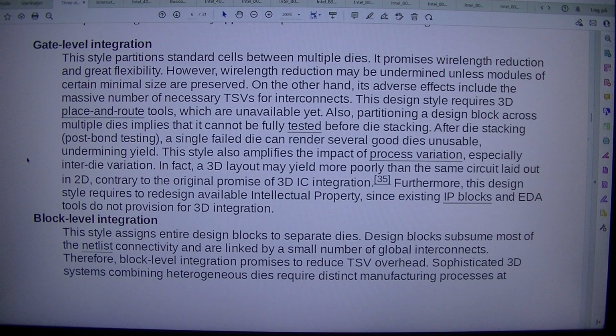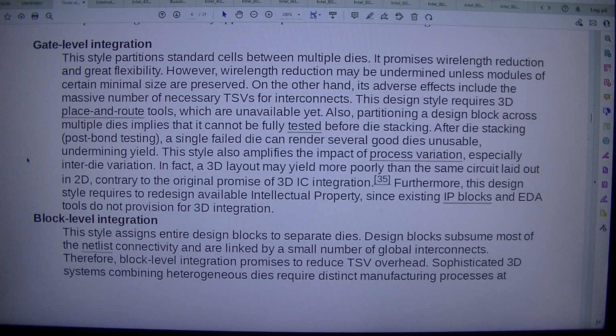This style also amplifies the impact of process variation, especially inter-die variation. In fact, a 3D layout may yield more poorly than the same circuit laid out in 2D, contrary to the original promise of 3D IC integration. Furthermore, this design style requires redesigning available intellectual property, since existing IP blocks and EDA tools do not provision for 3D integration.